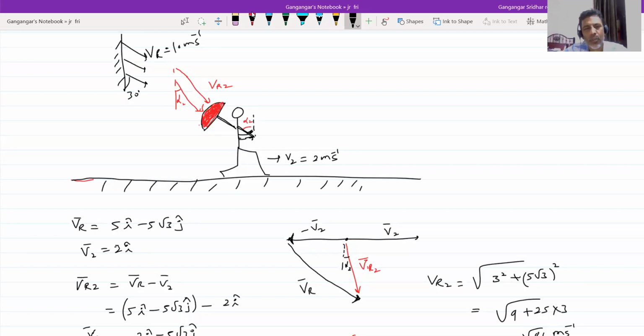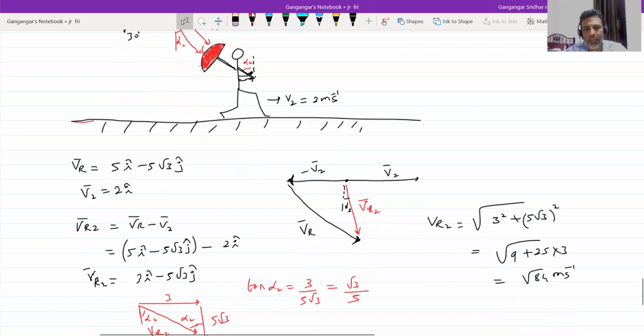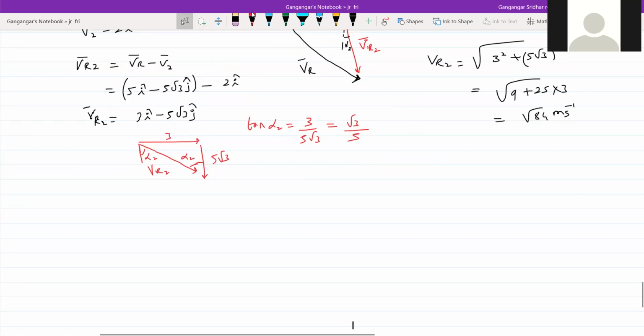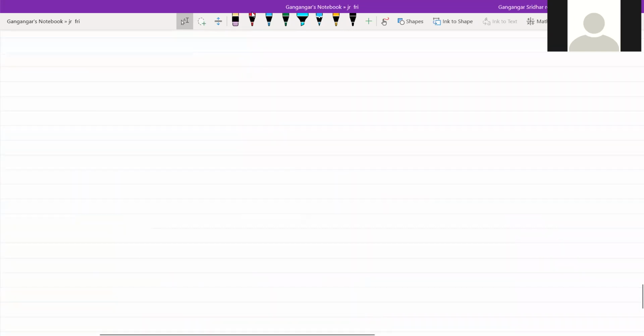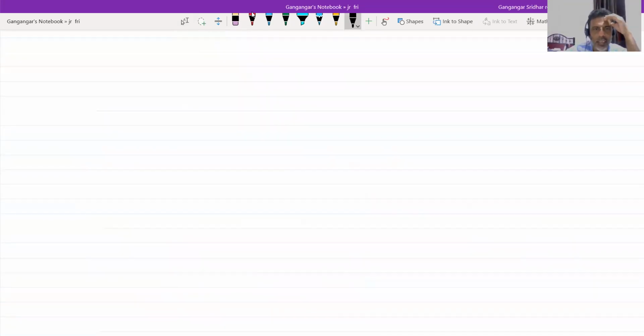With what speed should the man move so that he should hold the umbrella vertically? Anybody? I will directly take it to the next concept. It will be equal to the speed of the rain, sir. Yeah. Now the rain is pouring vertically down.